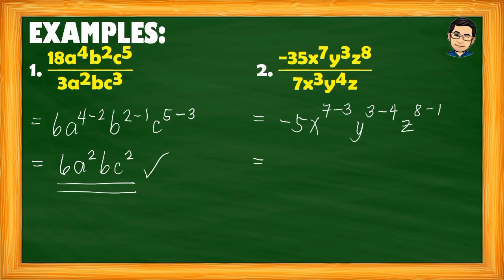And then, subtract lang natin yung mga exponents, negative 5, x raised to 7 minus 3, that is 4. And then y raised to 3 minus 4, that is y raised to negative 1. Z raised to 7. Is this the final answer? No. So, kung mapapansin nyo, yung variable y, meron siyang negative exponent. So, bawal po ang negative exponents. So, ang gagawin natin, i-move natin siya sa denominator para maging positive. So, our final answer will be negative 5x raised to the 4th power, z to the 7th power, all over y.